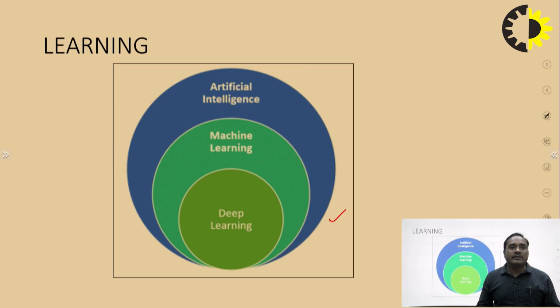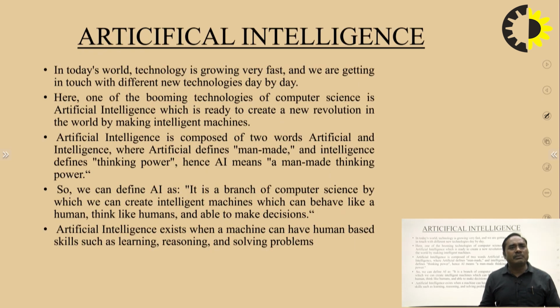This is the figure where we have concluded in a circle where artificial intelligence, machine learning and deep learning come. Artificial intelligence is a big area, where machine learning and deep learning are a subset of artificial intelligence. I am going to discuss them one by one. First, I am going to discuss what is artificial intelligence. In today's world, technology is growing very fast and we are getting in touch with different technologies day by day. Whether you are using such technology or not, you will definitely face these challenges in future if you do not know about the technology.